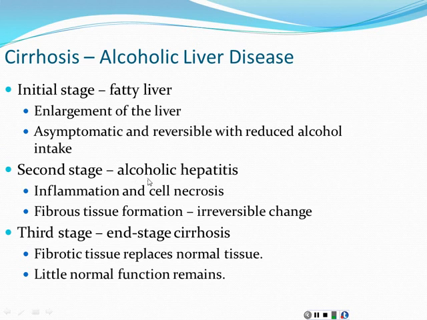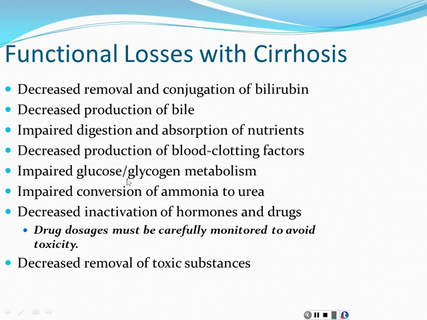Second stage is alcoholic hepatitis. So you have inflammation, and now you're getting necrosis. Once stuff starts to die, it usually doesn't grow back, right? So when those liver cells start to die, they're replaced by fibrous tissue, and then we're heading towards end-stage cirrhosis, where most of the liver now is fibrous tissue, not functioning liver tissue. So we have a backup of blood, and then liver function failure. So it stops doing what it's supposed to do, like making bile and plasma proteins and things like that.